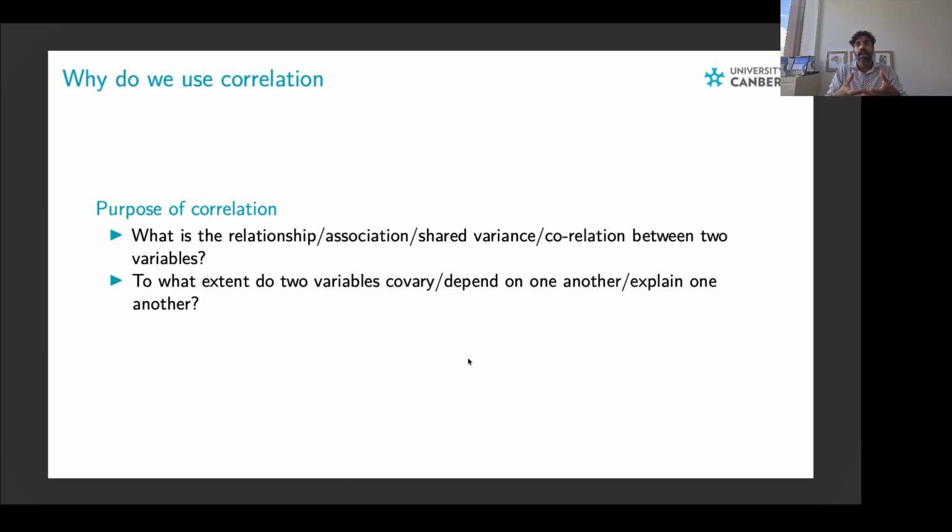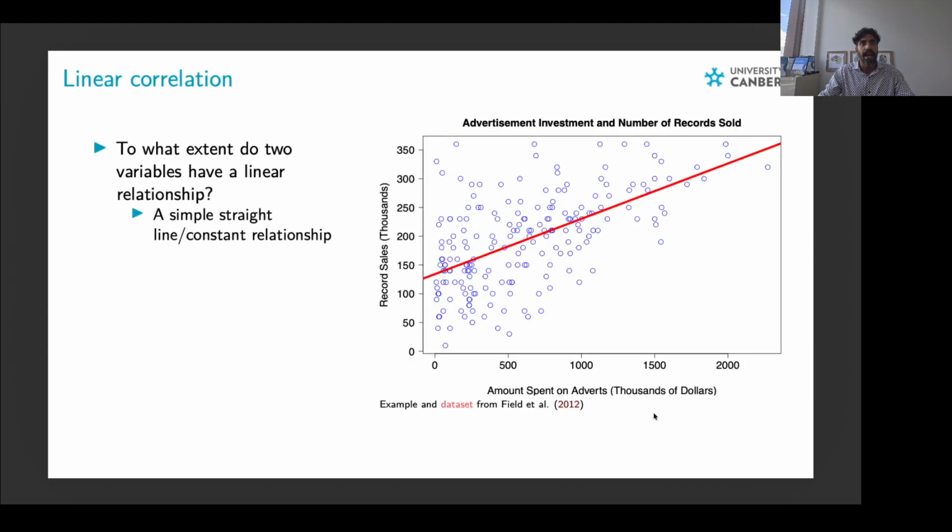The shared variance or correlation between two variables. To what extent do two variables co-vary, depend on one another, or explain one another? So how could we understand, as one variable changes, does the other variable change as well as a function of that? That's really the purpose of correlation, to understand the relationships between two variables.